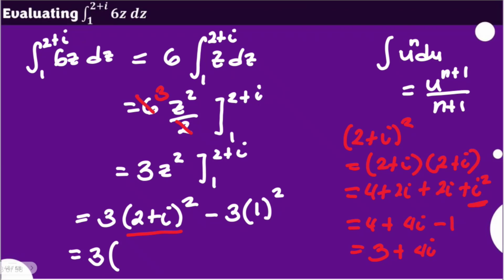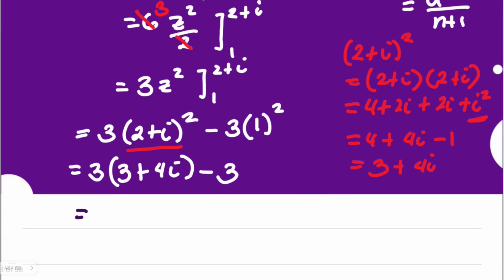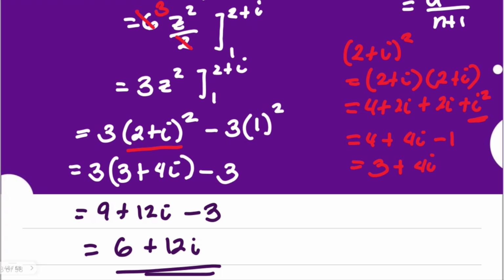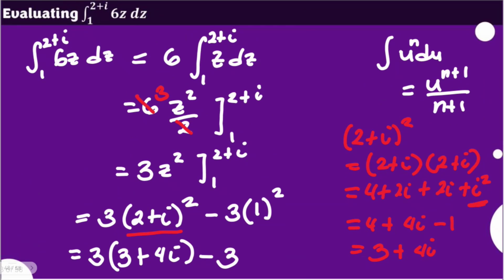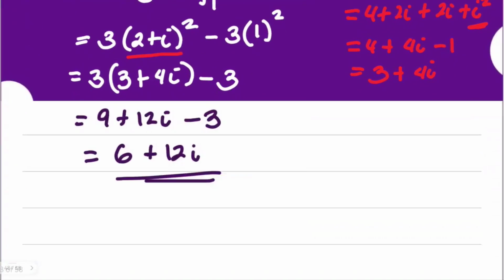3 times (3 plus 4i) minus 3, just for the value of the second term. To continue, this is of course 9 plus 12i minus 3, which gives us a final answer of 6 plus 12i. This is the result, or the integral of the given expression, the integral of 6z dz from 1 to 2 plus i. The result is 6 plus 12i.